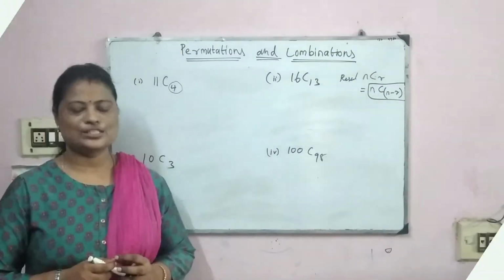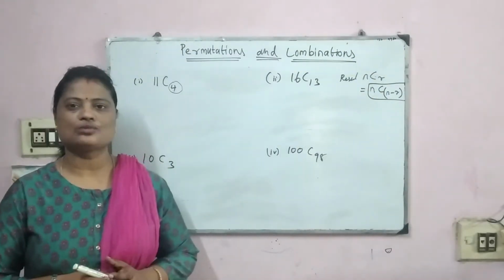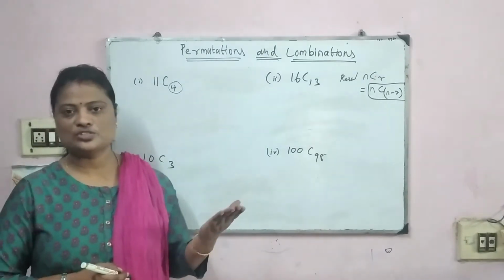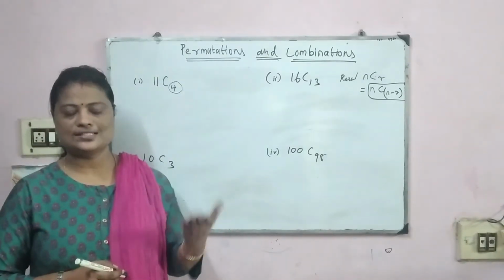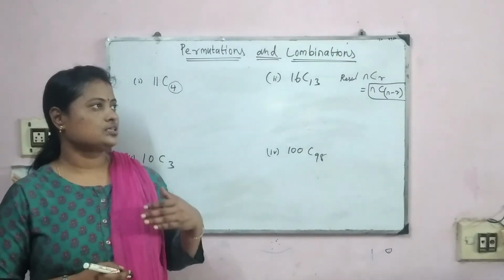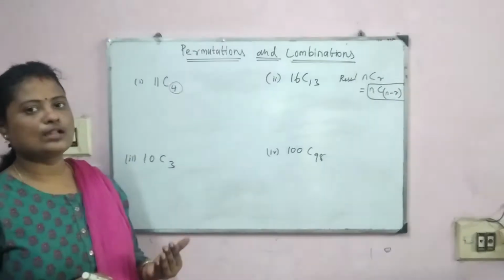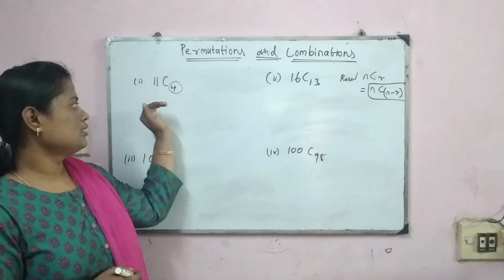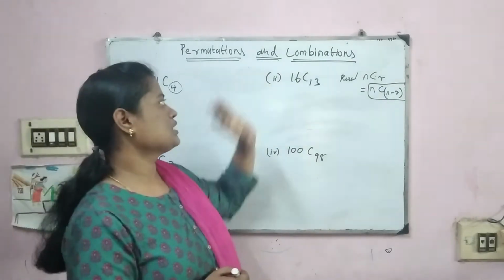Hi everyone, in this video we are going to see how to calculate the combination values as well as the permutation values. In the previous video we saw what the value of nCn is, what the value of nPr is, and how to calculate n factorial also. So here we are going to solve for the value of combination as well as permutation.